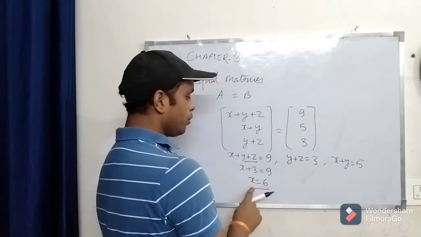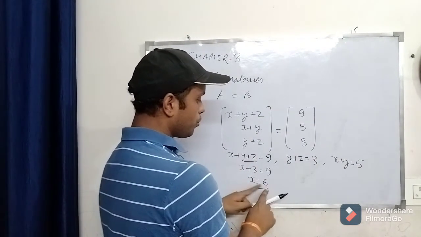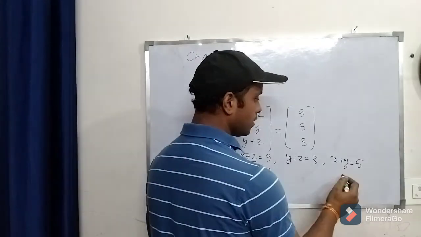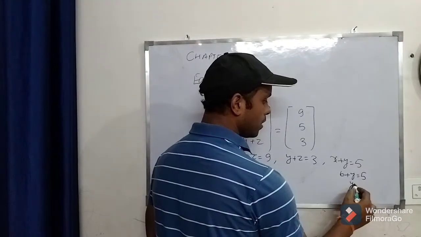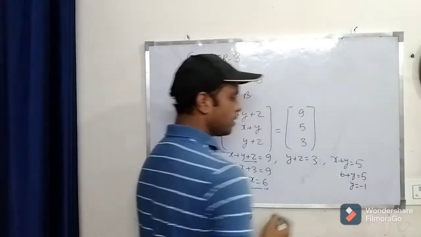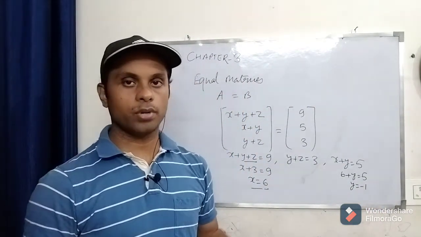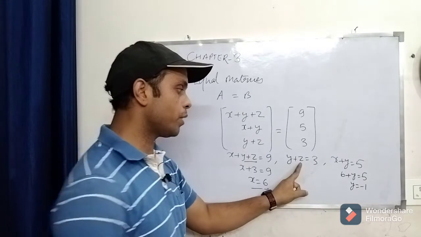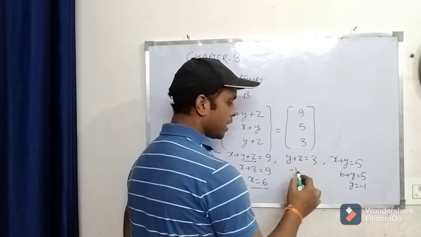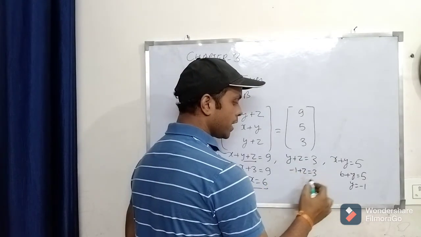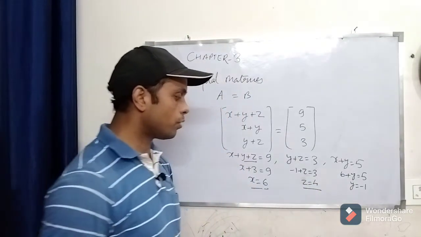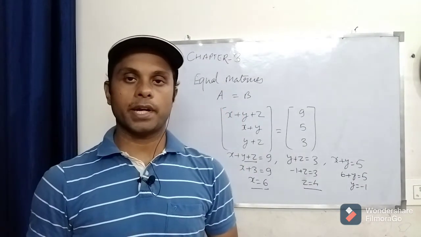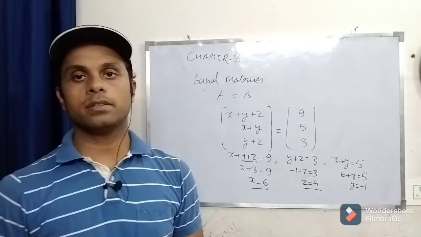Similarly, now you have the value of x. You can put this value in the equation x plus y equals 5. So 6 plus y is 5. Therefore y is minus 1. Now you can use this value in the second equation, y plus z, to find the value of z. So the value of z is 3 plus 1, 4. This way we can find the values of x, y and z.